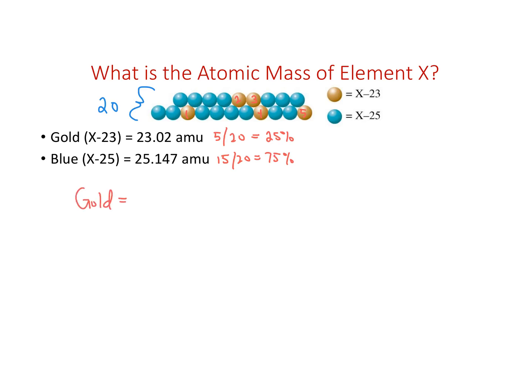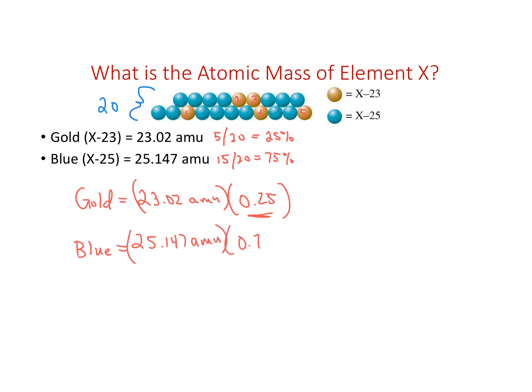Gold is X25, and that weighs 23.02 AMU, and it represents 0.25 of the sample. We want to use this as a decimal, not as a percentage. For the blue sample, that weighs 25.147 AMU, and that represents 0.75 of the sample.